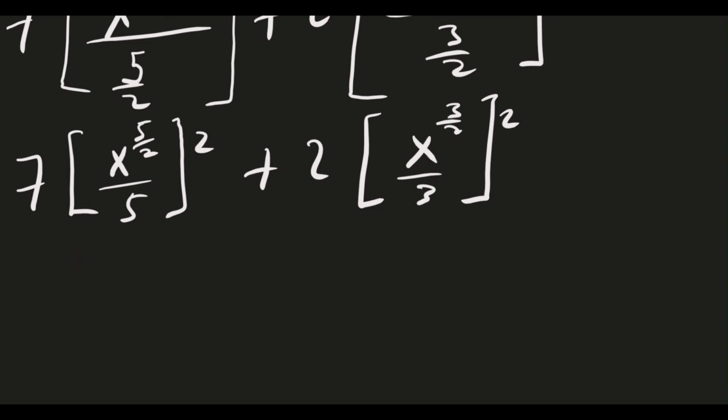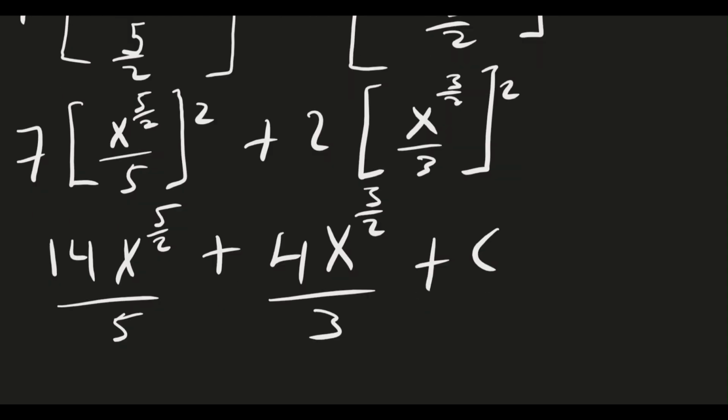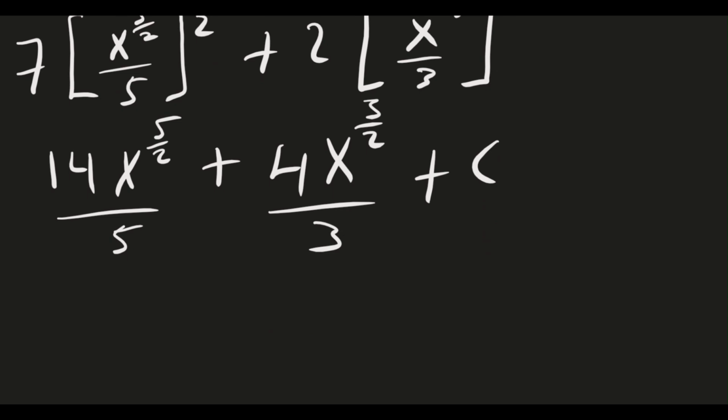So the final answer is going to give us 14x raised to the power of 5 over 2 over 5 plus 4x raised to the power of 3 over 2 over 3 plus c, which is a constant of integration.